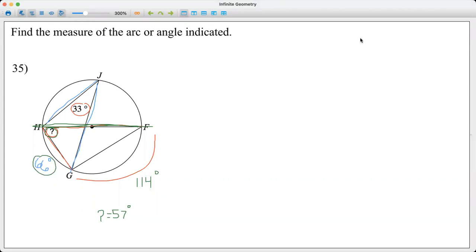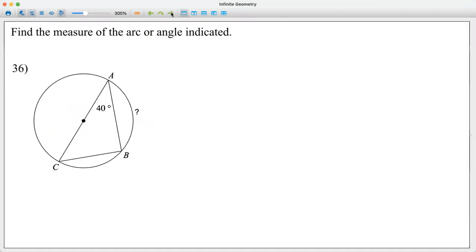What else we got? Okay, that's a pretty darn complicated one right there. A couple steps to get to the answer. This one looks less complicated, so let's see how we can do this one.